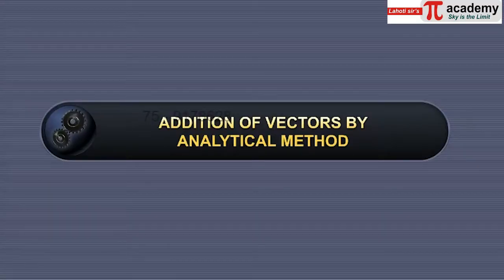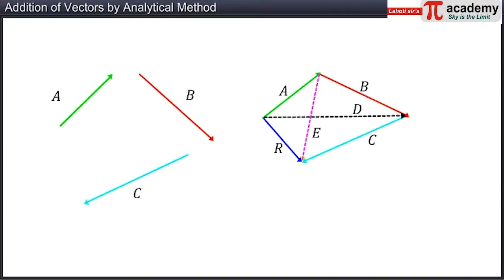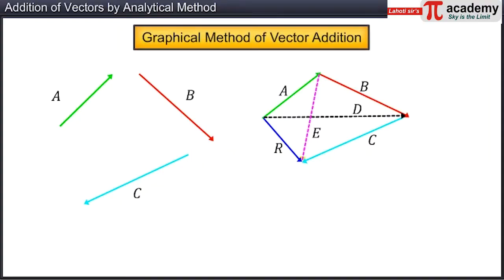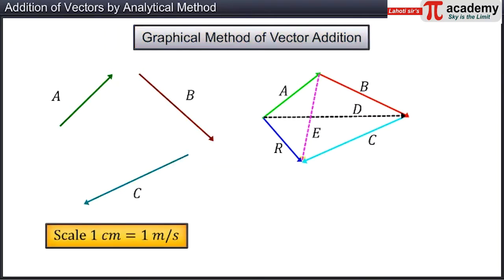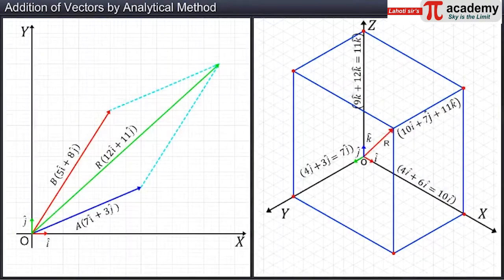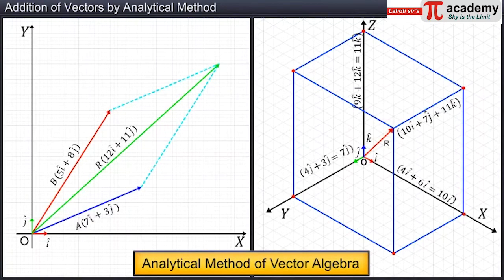In this module, you will learn about the addition of vectors by the analytical method. Earlier, you learnt about the addition of vectors by the graphical method. The accuracy of the results obtained using the graphical method depends on the scale you chose and your ability to draw exact parallel lines. You can get accurate results using the analytical method of vector algebra.